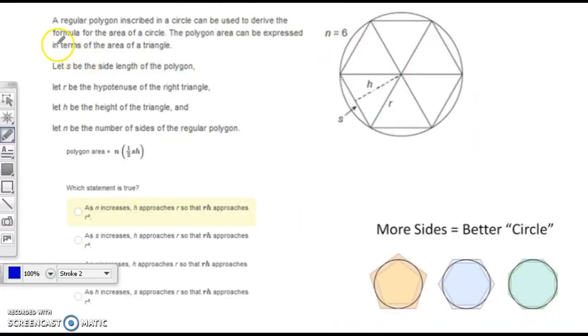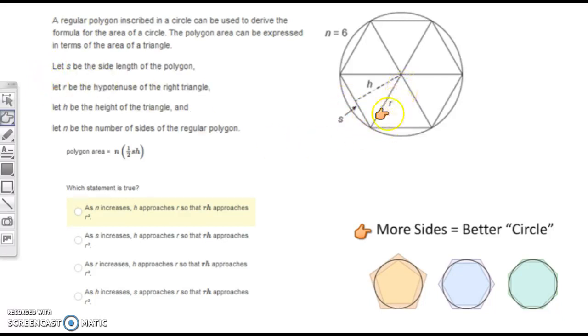Here's the next one. So there's a lot of words going on in this one too, but this is a really easy problem if you remember this simple idea. The more sides you have in your polygon, the closer it's going to become to a circle. All right. So we look over here. It says a regular polygon inscribed in a circle can be used to derive the formula for area of a circle. The polygon can be expressed in terms of area of a triangle. So S is going to be the side length of the polygon. And we can just look it over here.